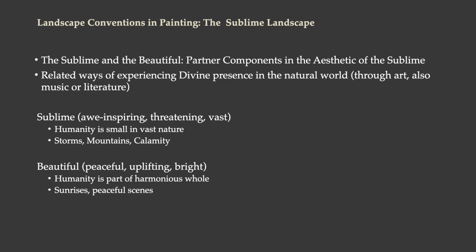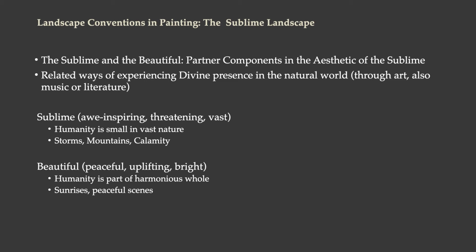Let's move on to consider the sublime tradition in the landscape. When we're talking about the sublime in painting, we're talking about a way of thinking that finds evidence of the divine in the landscape. In the aesthetic of the sublime, you hear talk of the sublime and the beautiful. And the sublime and the beautiful are partner components. They're related ways of experiencing divine presence in the natural world.